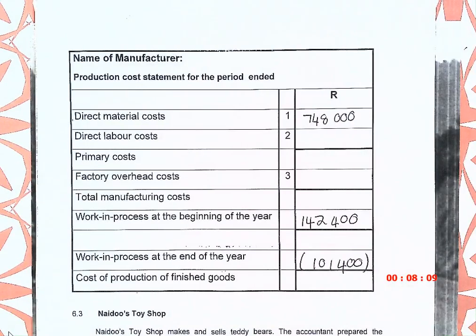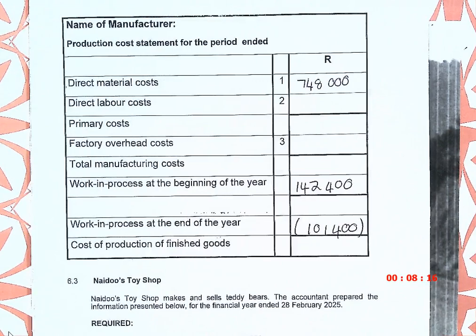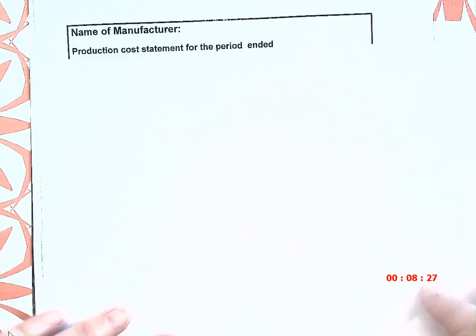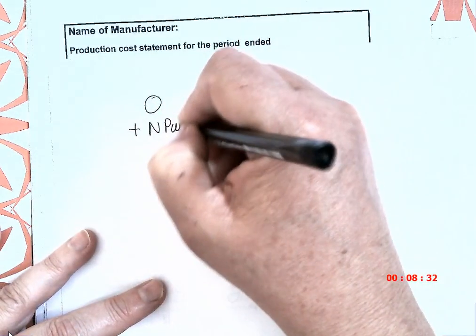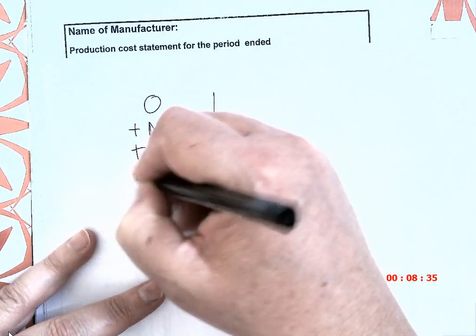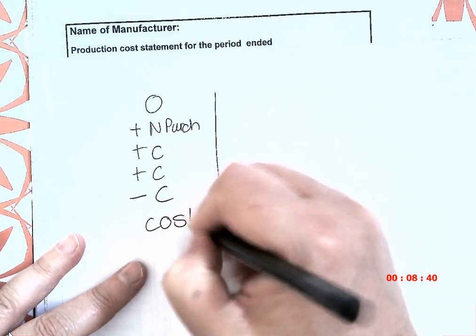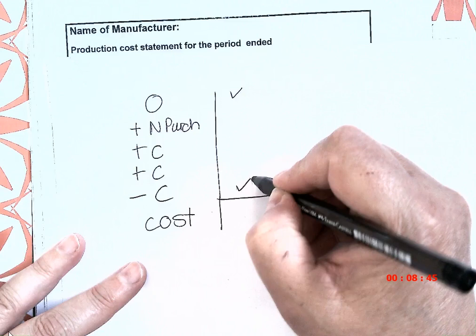Right. Direct labor cost. There's nothing to add or minus. They gave you what was issued. So if I had to do a T, you must have done this: the opening plus the net purchases, plus the carriage, plus the customs, minus the closing, gives me the cost. Now they gave me the opening and the closing and they gave me the cost.